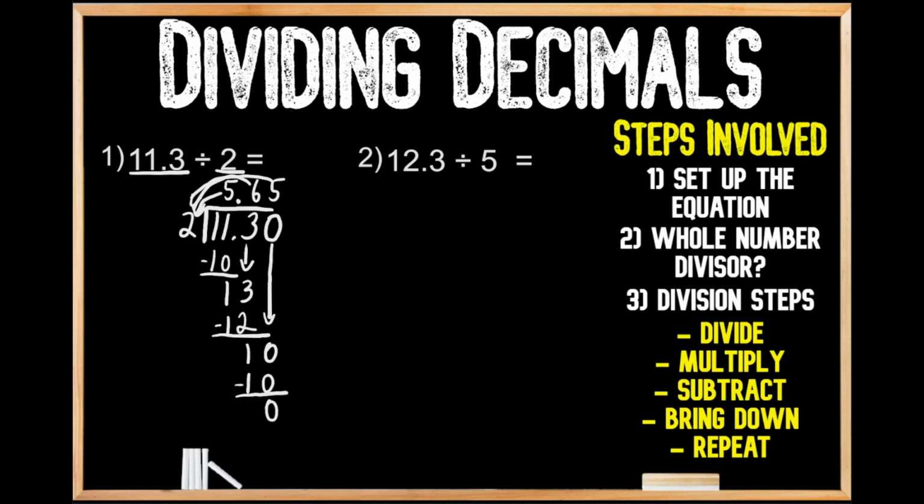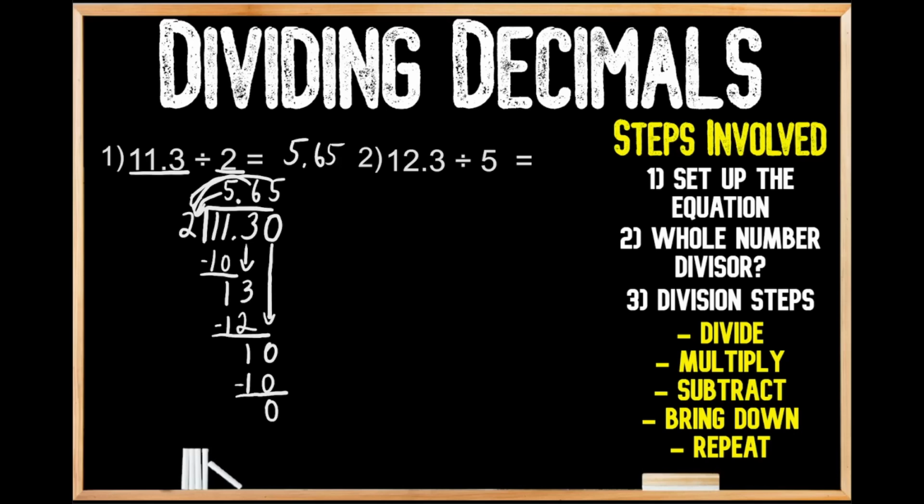So now we're finished with this division problem. We have our quotient, or our answer. When we divide 11 and 3/10 by 2, we get the quotient of 5 and 65 hundredths.